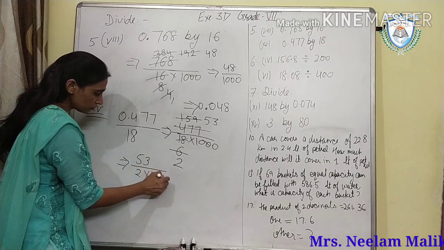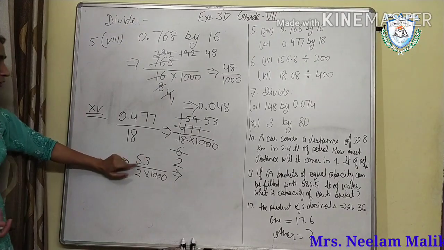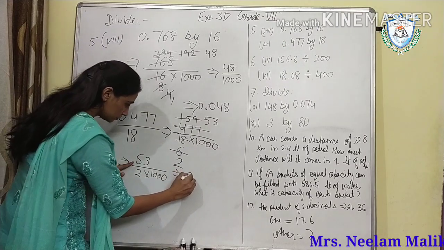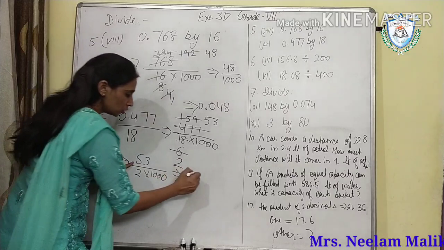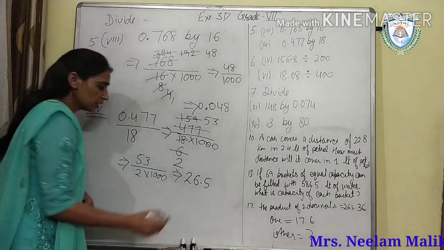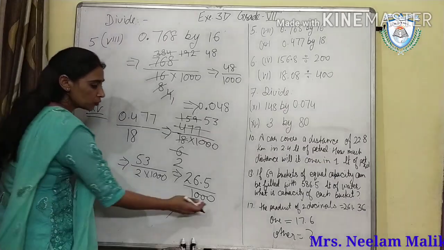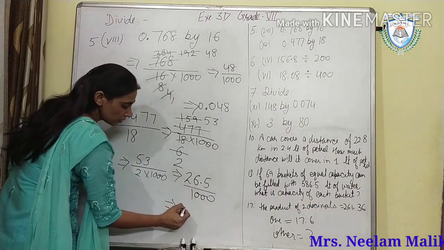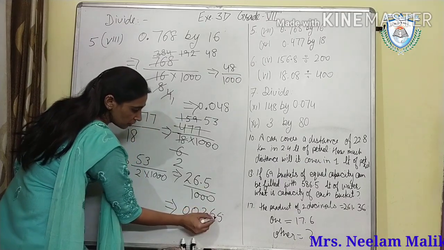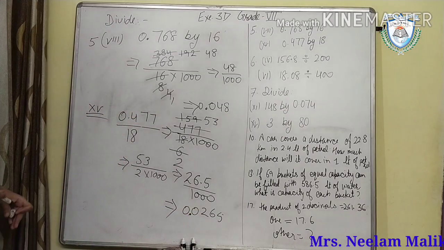2 into 1000. What will we do now? We will first divide this number by 2. That we can do directly. 2 2s are 4, 1 will be, 2 6s are 12. The point will be there. Then 2 5s are 10. And this number is also divided by 1000. Now put the decimal point: 1, 2, 3. So 0, 0, 2, 6, 5, the decimal is here. 1, 2, 3. So what is our answer now? Our answer is 0.065.